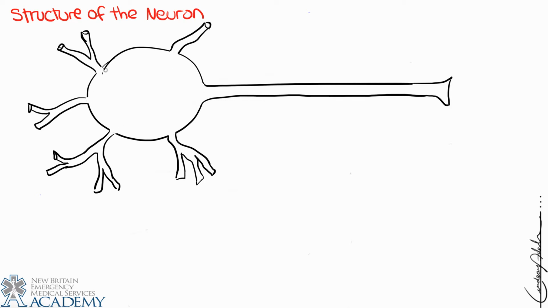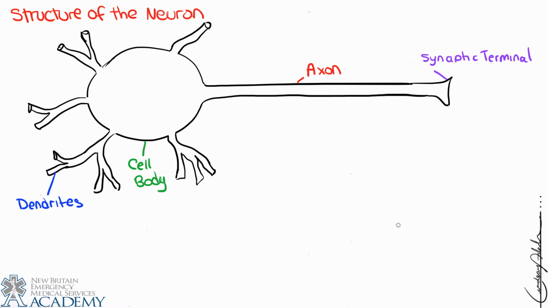So first we'll just label the parts of the neuron. We see all these pointy things coming out of the cell, and those are called dendrites. And then the big round part in the middle is called the cell body. And then we usually have one long axon that extends from the cell body. At the end of it, we have what's called the synaptic terminal. It's also called the synaptic knob. It has a couple of other names, but that's how I'll refer to it.